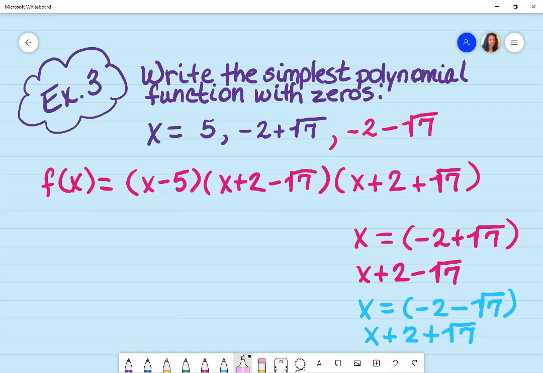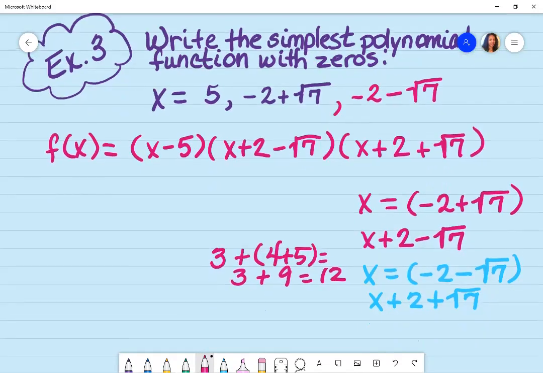The only difference is I have a negative root and a positive root. So what I want to do is go back to what I learned years ago, the associative property. It looked something like this: maybe you had 3 plus parentheses 4 plus 5, and you would do what's in the parentheses first, which is 9, and then add it to 3. Well, that's 12.